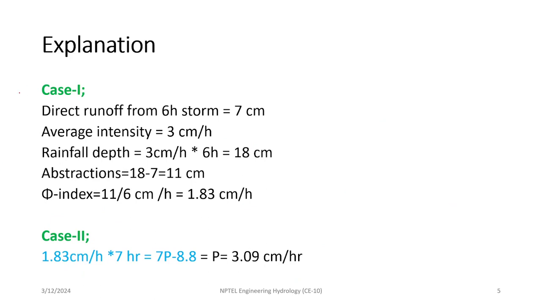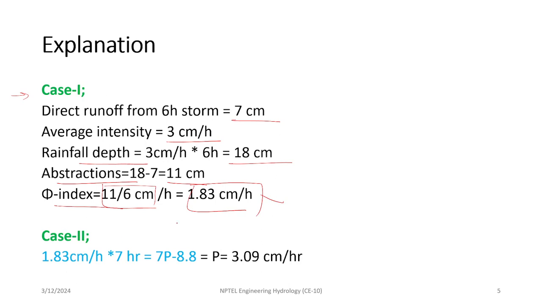So in case 1, we had direct runoff of 7 centimeter, average intensity of 3 centimeter per hour, and rainfall depth we got. You all gave the reply that 18 centimeter will be the total rainfall depth. Then abstraction, that is losses, 11 centimeter. Then phi index we have computed. How? 11 by 6, that is 1.83 centimeter per hour.